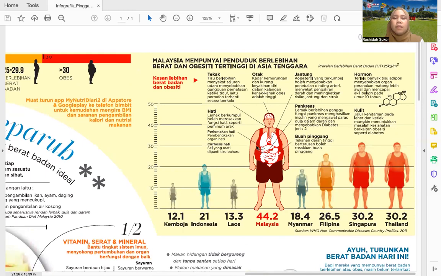Okay, now you wonder why? Because we maybe eat not good types of food, and then we don't normally do a lot of exercise. Okay, this is the kesan lebihan berat badan and obesity. So if you are obese, this is the effect lah. Okay. We will have problems with our organs: the pancreas, the cardiovascular, the brain, the liver, kidney, the hormones, and the skin.